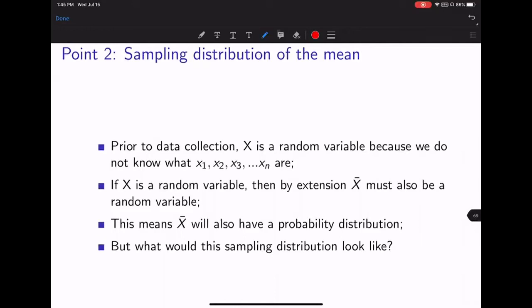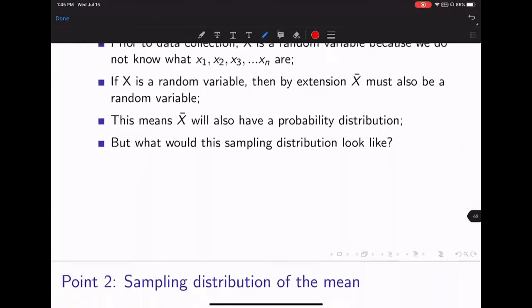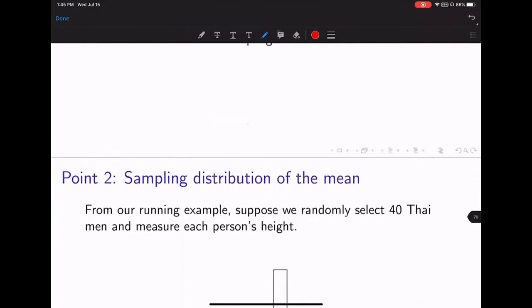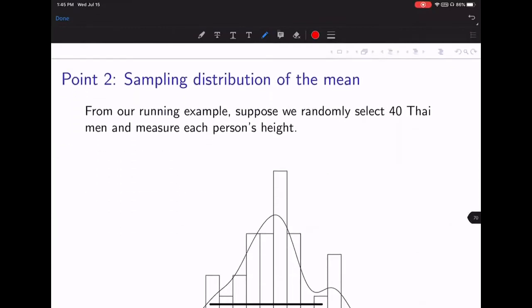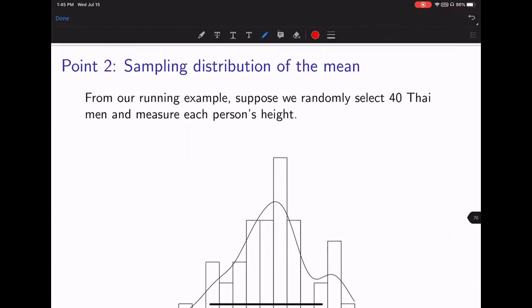And last week, I showed you an example of some experiment, right? I thought it wasn't too clear. So let me try again. Suppose, again, let's stick to the running example, right? The height of the Thai male population. Suppose we randomly select 40 Thai men and we measure each person's height.